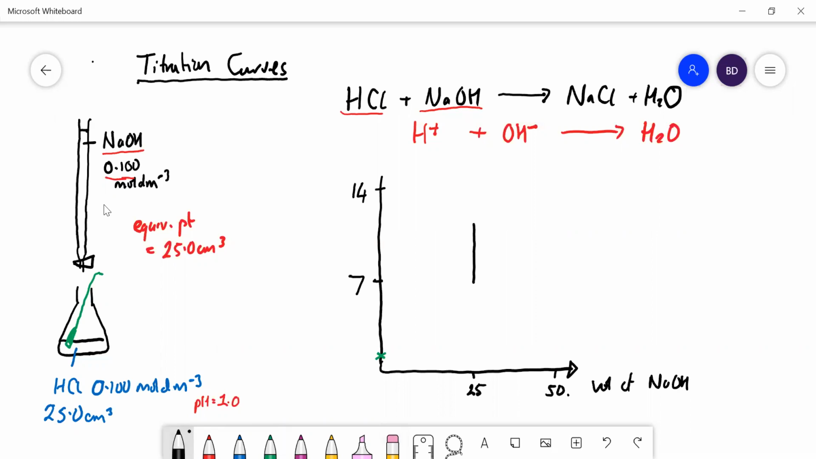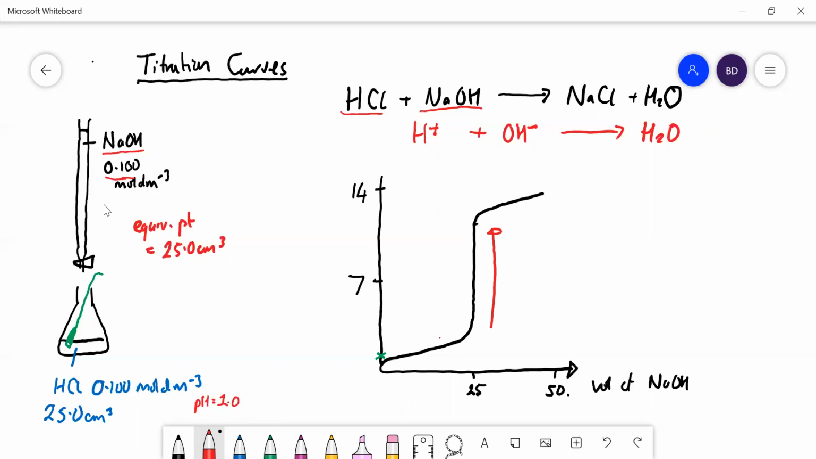So it looks something like that. Okay, so at first, in this bit of the curve, as you're adding the alkali, before you get to the equivalence point, the pH just slowly creeps up, not much at all. And then when you get here, all of a sudden the pH shoots up loads. Okay, and you will have experienced this when you've done a titration.